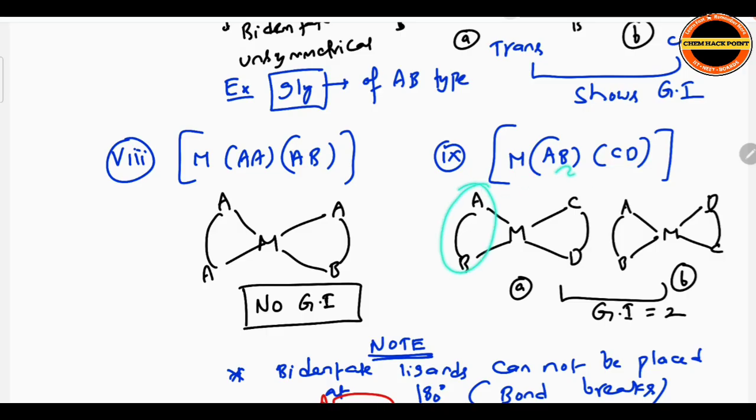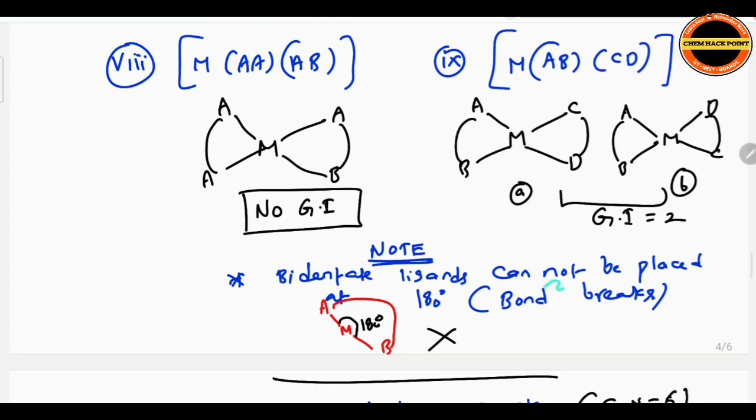So first I wrote AB, this one. Another one, CD. This time, second possibility, AB as it is I kept, but DC here, CD flipped. So different arrangements, right? Here no possibility. So now GI is equal to 2 here. GI is equal to 2.